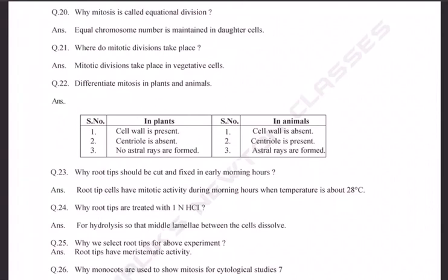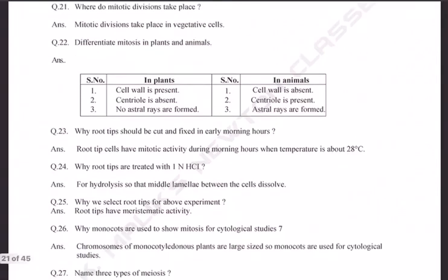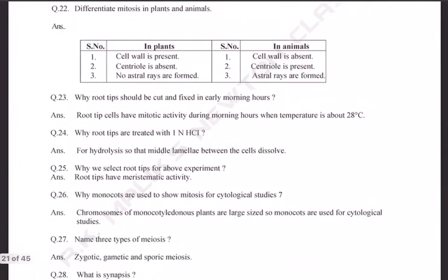Why should root tips be cut and fixed in the early morning hours? Root tip cells have mitotic activity during morning hours when the temperature is about 28 degrees centigrade. Why are root tips treated with 1N HCl? For hydrolysis, so that the middle lamellae between the cells dissolve. Question 25. Why do we select root tips for the above experiment? Of course, just now we said meristematic activity will be at its peak. Why are monocots used? Again we said chromosomes will be large.